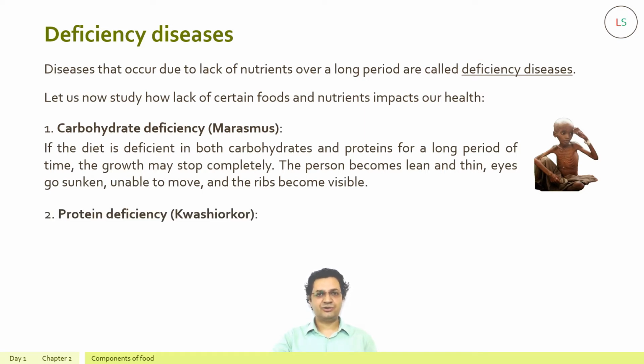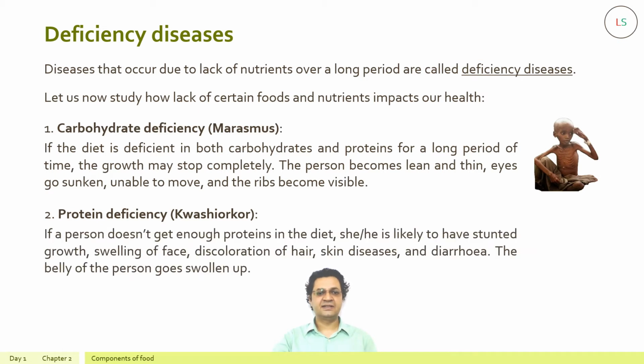Second one is kwashiorkor, the disease which is caused due to protein deficiency. If a person does not get enough proteins in the diet, she or he is likely to have stunted growth, swelling of face, discoloration of hair, skin diseases and diarrhea. The belly of the person swells up. Here is a picture of a child suffering from this disease.